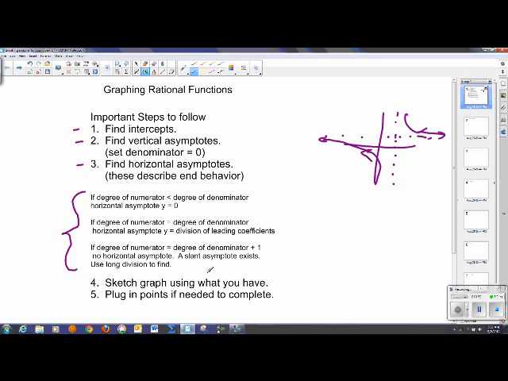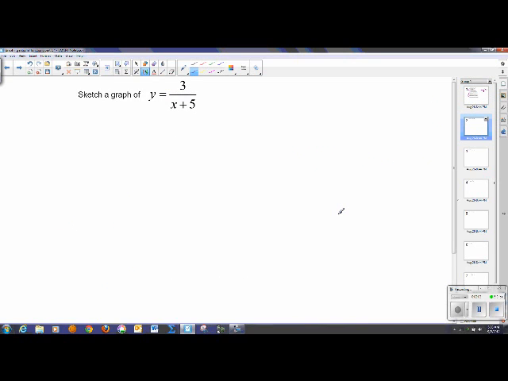Then we'll sketch our graph with all the information that we have, and we may be missing some points that are necessary, so we might have to plug some stuff in. Well, let's jump into it. So our first example is of the more basic type. The first thing we're going to do is find an x and a y-intercept.